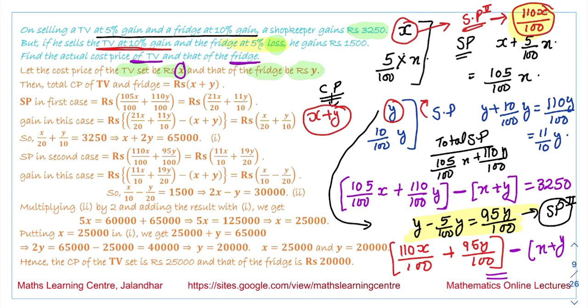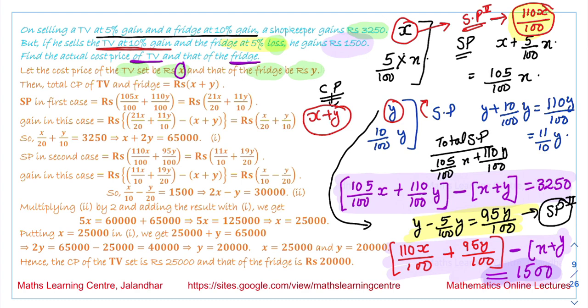And how much profit has he made? It is given that he has made a profit of 1500 in the second case. So we have two equations now. One is this equation, for the first case, and this is the second equation.